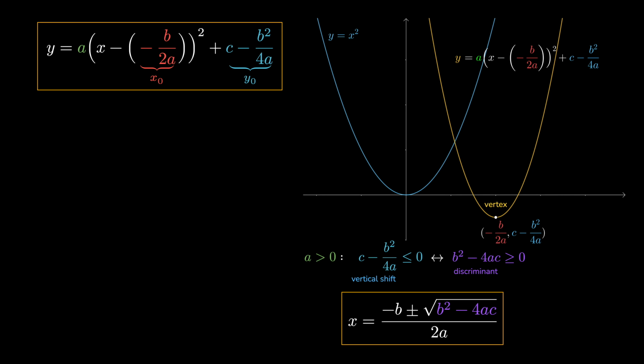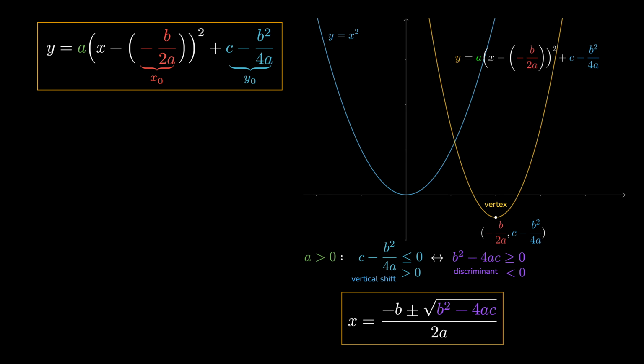Similarly, if the vertical shift is positive, then our parabola won't intersect the x-axis, which corresponds with the discriminant being negative and there being no roots. The case when a is a negative number is similar, except with all the inequalities flipped around.